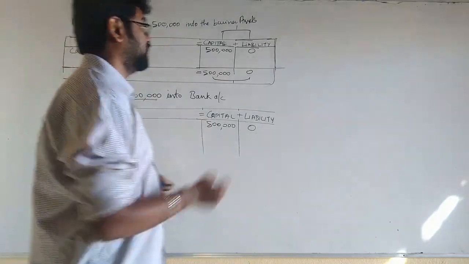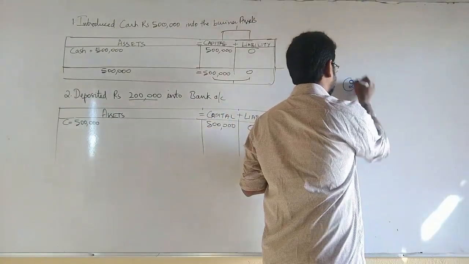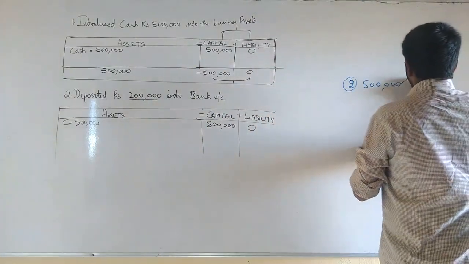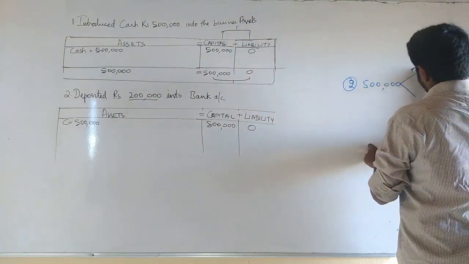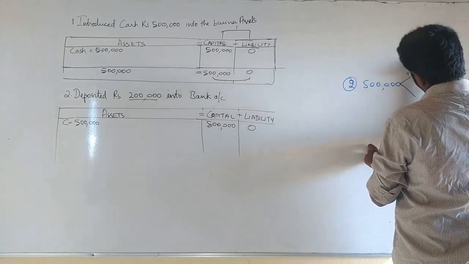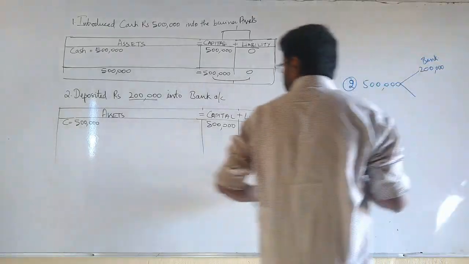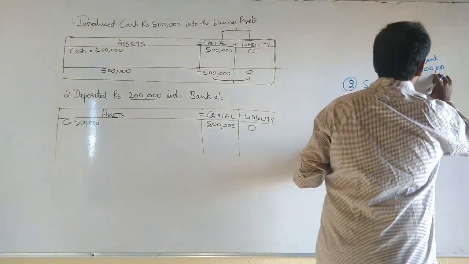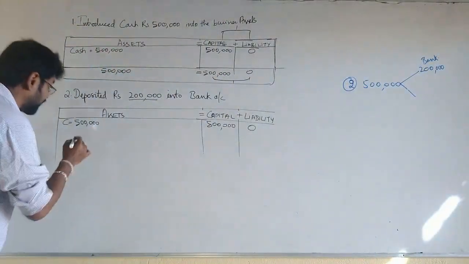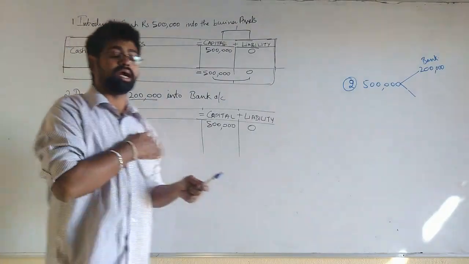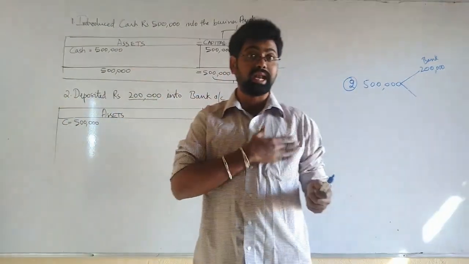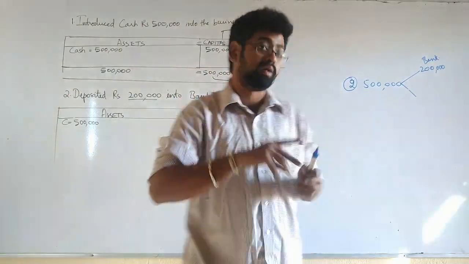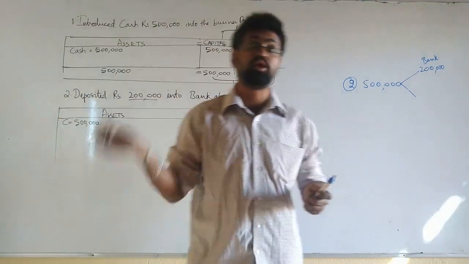So what has happened in the second transaction? Cash which was 5 lakhs, out of this 5 lakhs we are transferring 2 lakhs to the bank account. Let us assume I had 5 lakhs rupees in my pocket. Now I am taking 2 lakhs and transferring it to the bank account.